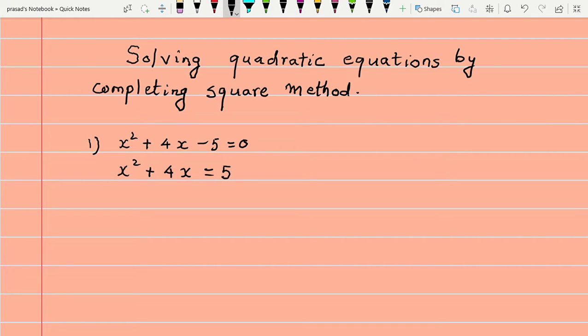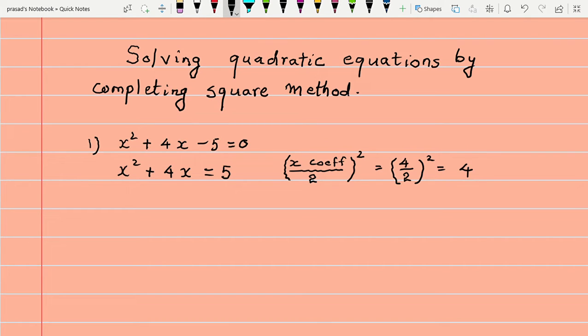Now, what was your step to make a perfect square of the quadratic expression? You take the x coefficient, divide it by 2 and square it. Obviously here the x square coefficient is already 1, otherwise you will take the x square coefficient common and then consider the x coefficient. So here the x coefficient is 4, you are dividing it by 2 and squaring it, which gives you 4.